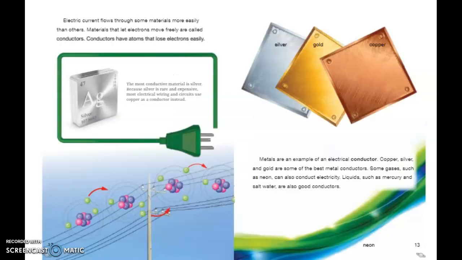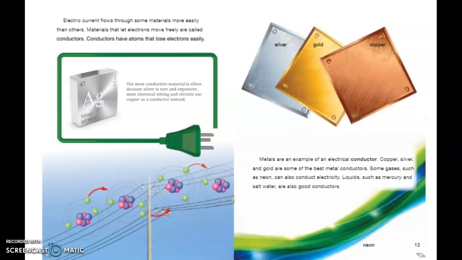Electric current flows through some materials more easily than others. Materials that let electrons move freely are called conductors. Conductors have atoms that lose electrons easily. The most conductive material is silver. Because silver is rare and expensive, most electrical wiring and circuits use copper as a conductor instead.